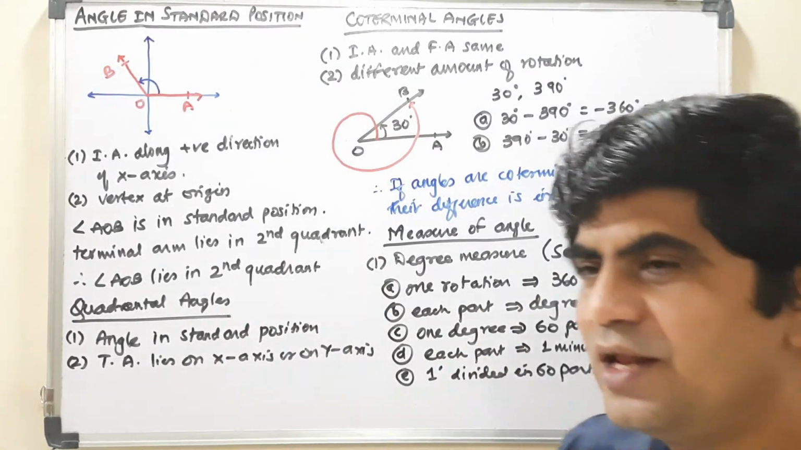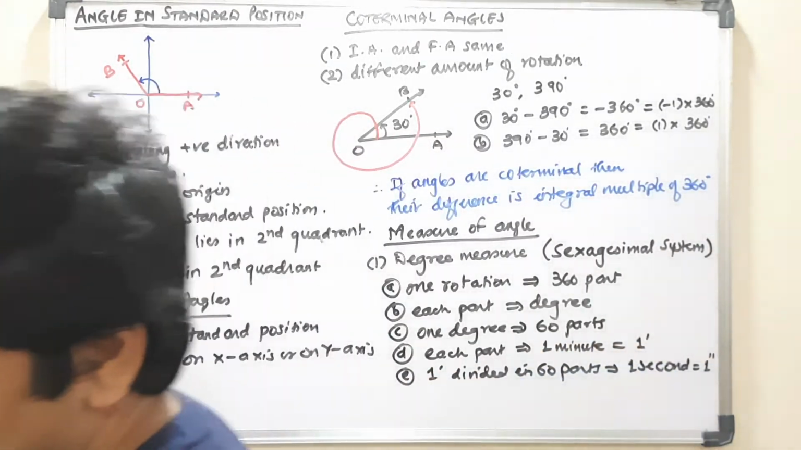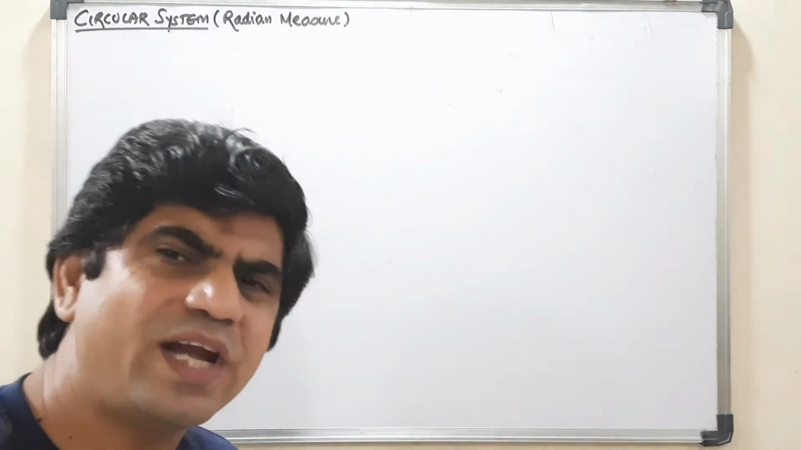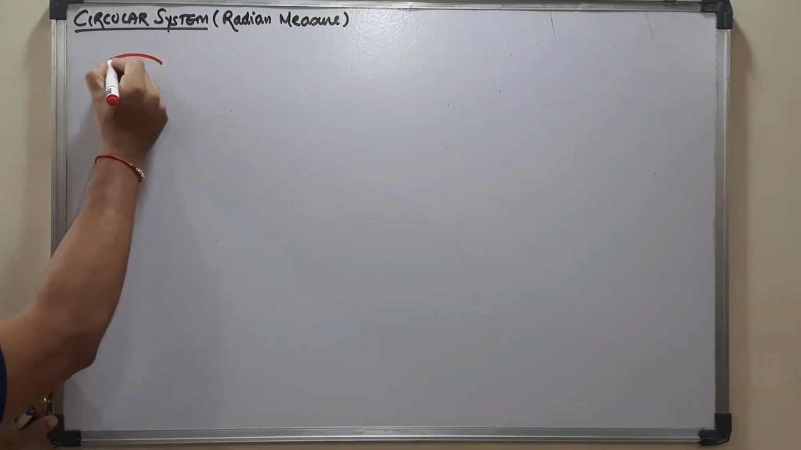Now there is another system of measuring this, and that system is called circular measure or radian measure. The unit of measurement over here is the radian. So what exactly it is, that we will first understand. Suppose you have a circle of some radius.